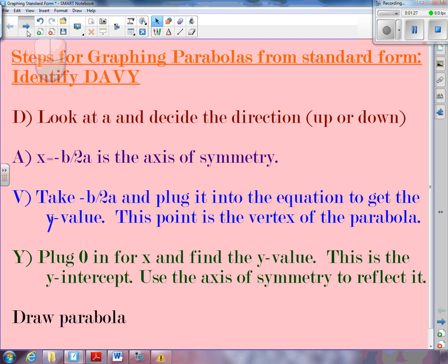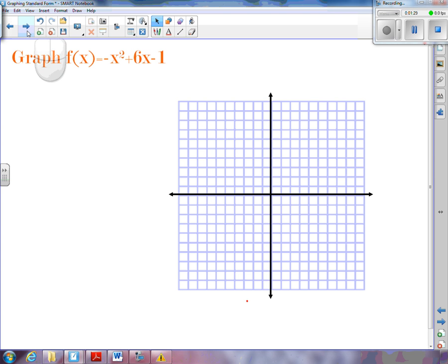So let's do an example to make this a little bit more concrete. So remember, the first thing we do is our D for direction. So if you look at the a value, the number in front of the x squared, here our a is negative 1. Therefore, our parabola is downward. So it opens down. So that's the easiest part.